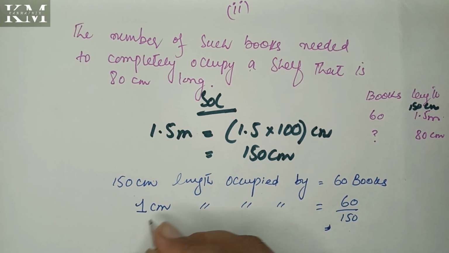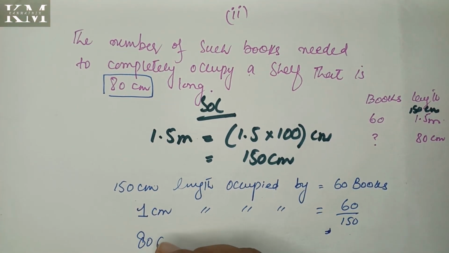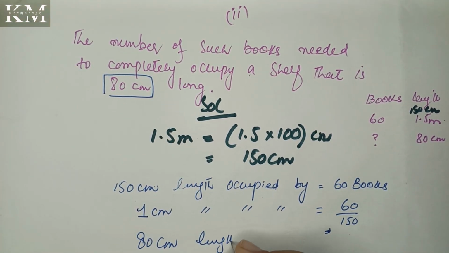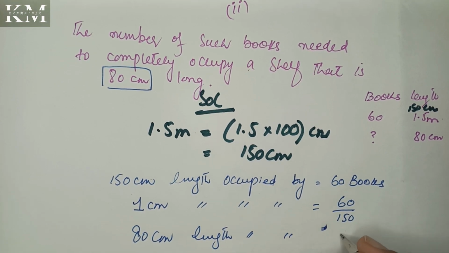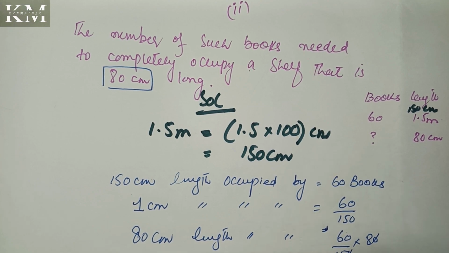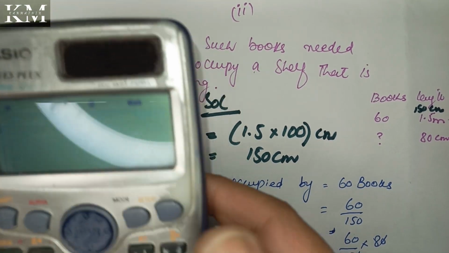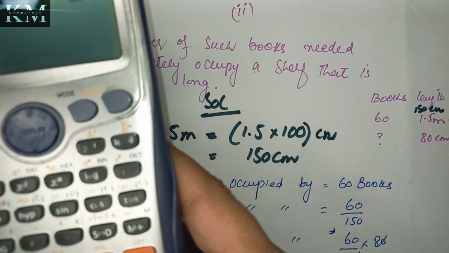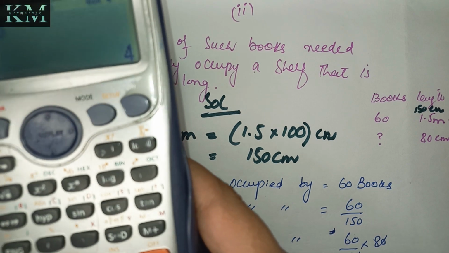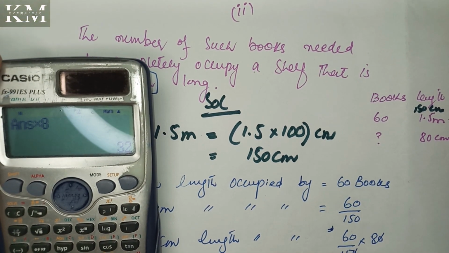Now we have to find 80 centimeter length. When we have 80 centimeter length, occupied by how many books? So 60 divided by 150 multiplied by 80. So now we will just simplify it. For simplification, we will just do it like 60 divided by 15 multiplied by 8. So we have 32 books.